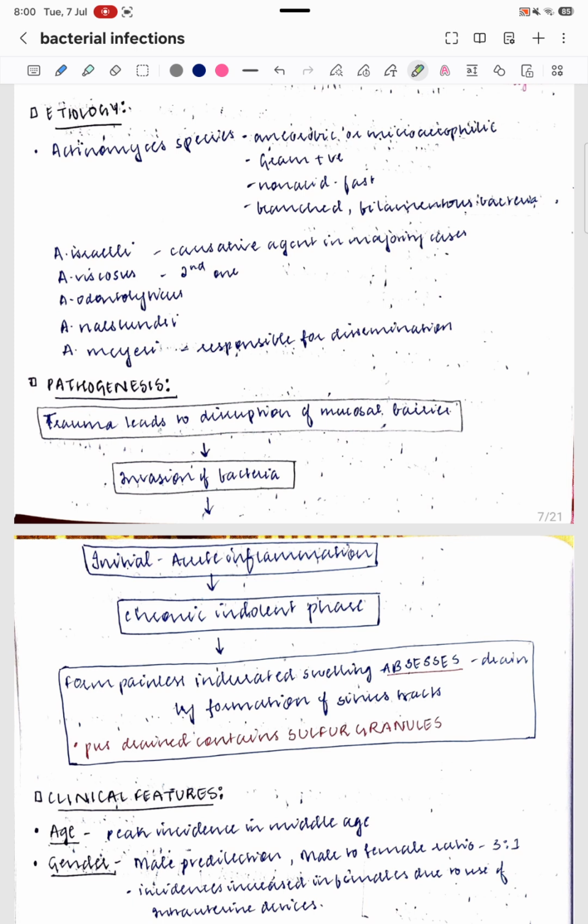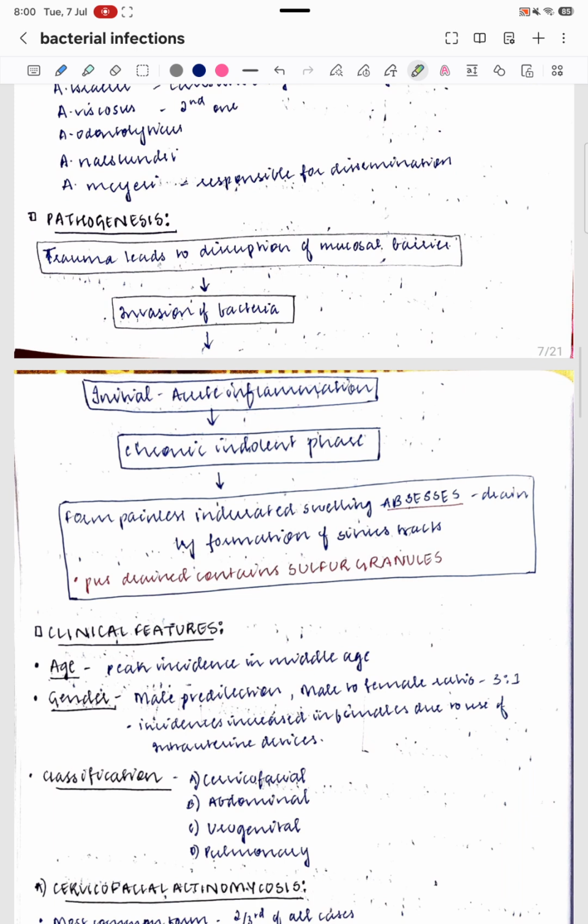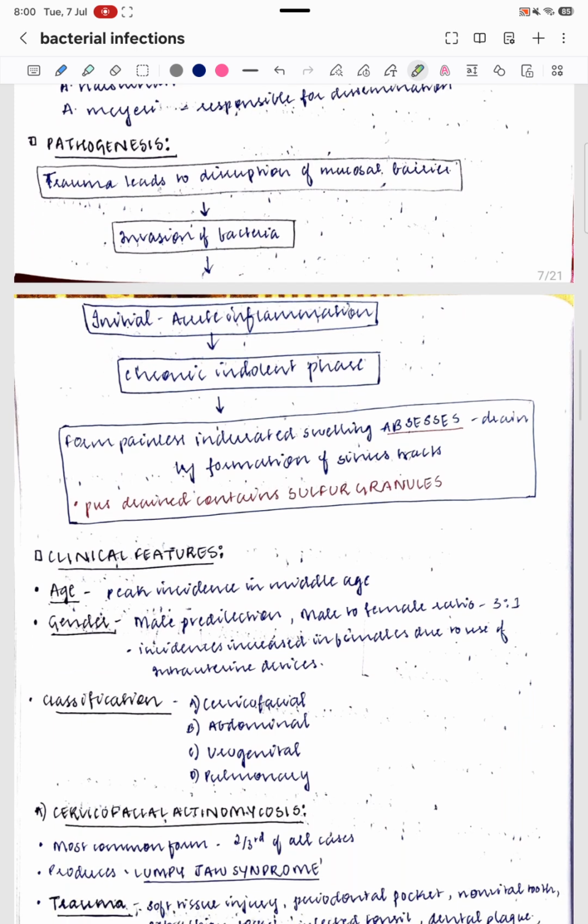Now, pathogenesis: how does this bacteria become pathogenic? It is a normal commensal of the oral cavity, but when trauma occurs, it leads to disruption of the mucosal barrier, due to which there is an invasion of this bacteria. First the trauma occurs, there is a break in the mucosal barrier, and then from there invasion of this bacteria occurs.